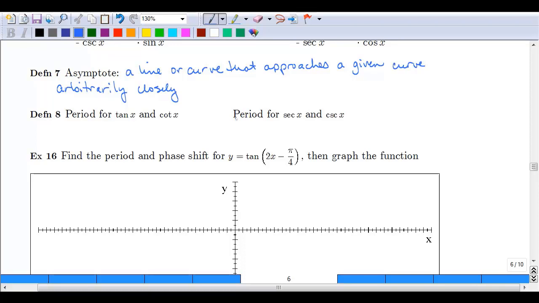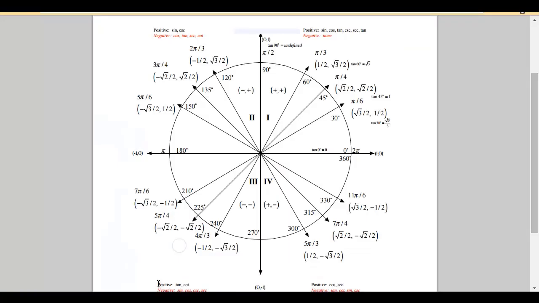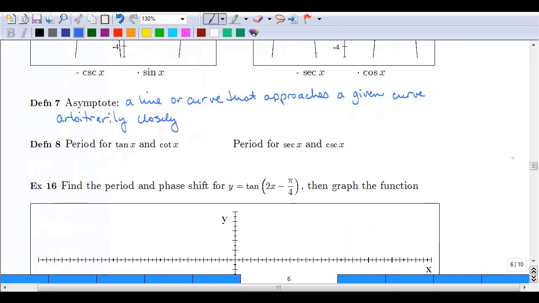Period for tangent, as you can tell, is going to be a little bit different. If you look at the unit circle, you notice that it only goes over here to pi, and that's where you have that asymptote, and then it starts again. So we've only got half the period that we did before. So the period for tangent and cotangent is actually just pi. Or if we have an adjustment, we end up with pi over b again. Again, we'll come back and talk about secant and cosecant in the next video.